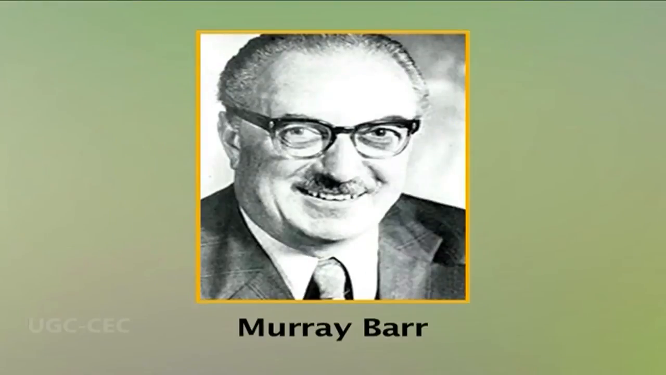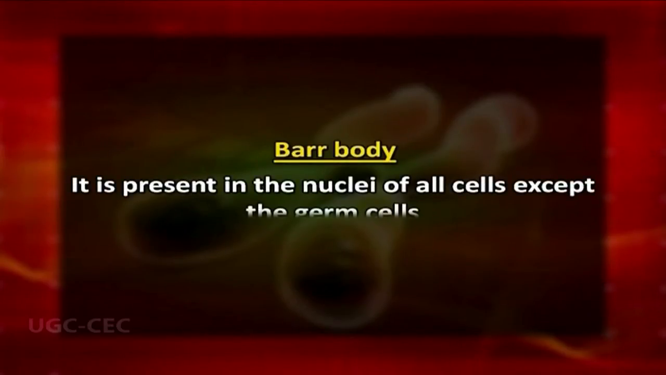Now coming to the next part of today's lecture, that is Barr bodies. A Barr body, named after the discoverer Murray Barr, is the inactive X chromosome in a female somatic cell, rendered inactive in a process called lyonization. In those species in which sex is determined by the presence of the Y, including humans, or W chromosome, rather than the diploidy of the X or Z, it is present in the nuclei of all cells except the germ cells. It is also called sex chromatin, as it indicates the presence of sex hormone.